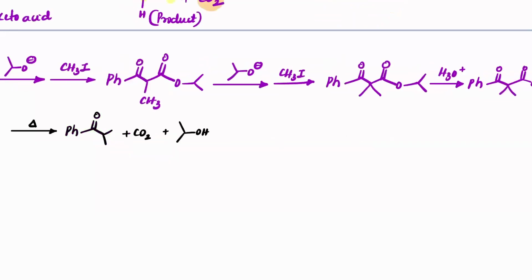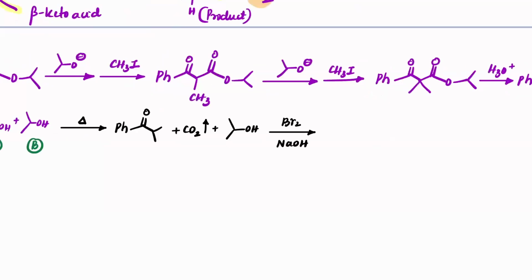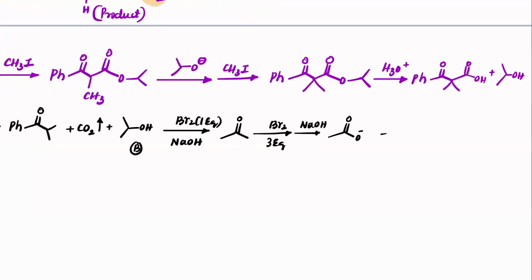Now, CO2 will anyway evaporate out. And if you react with Br2 and NaOH, this can be separated out, and it will be asked like B is reacting with this one. In that case, B will first become a ketone, correct? If you take one equivalent, and Br2 in excess or three equivalents in NaOH, this will be a haloform reaction. So you will get C double bond O, O minus, and CHBr3.